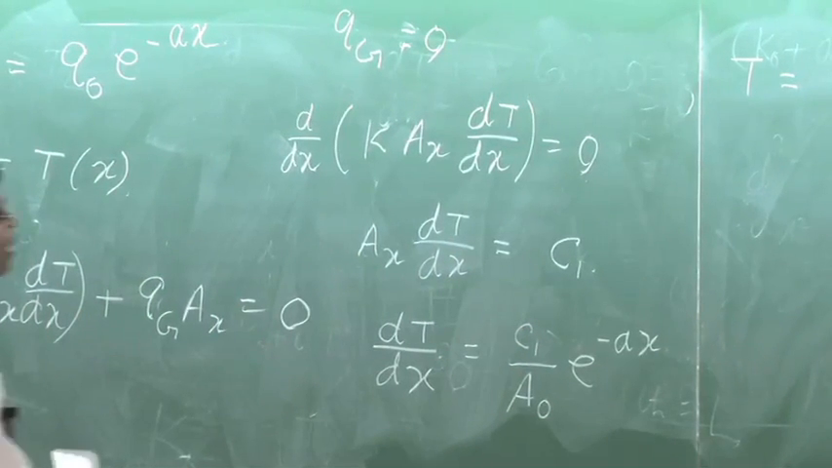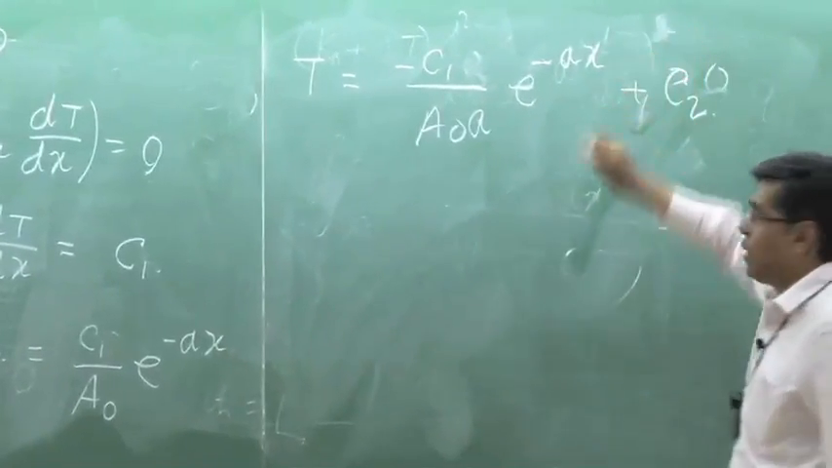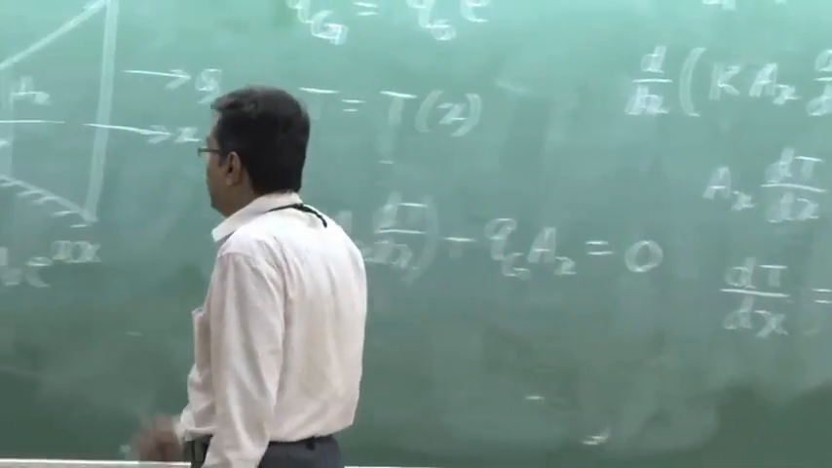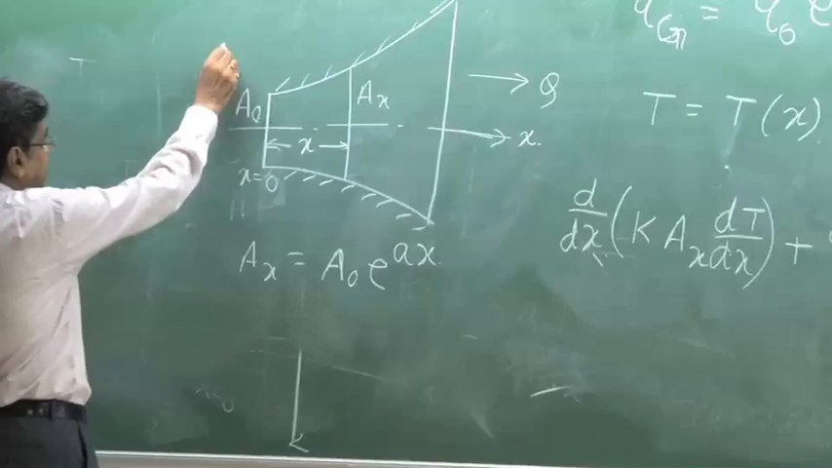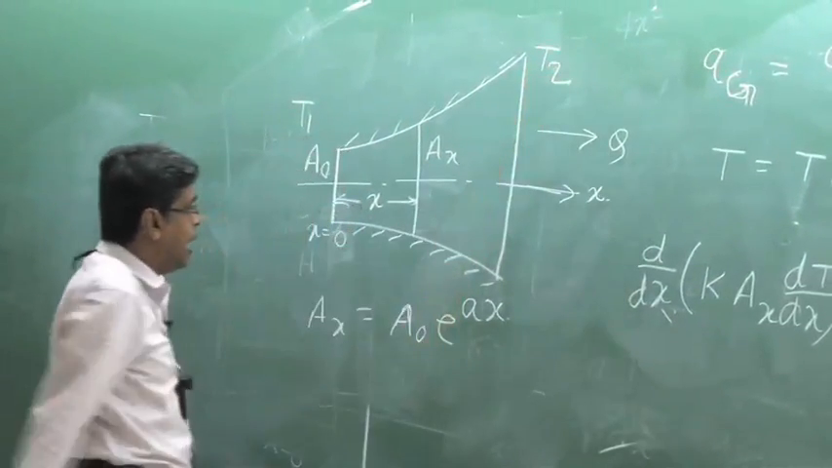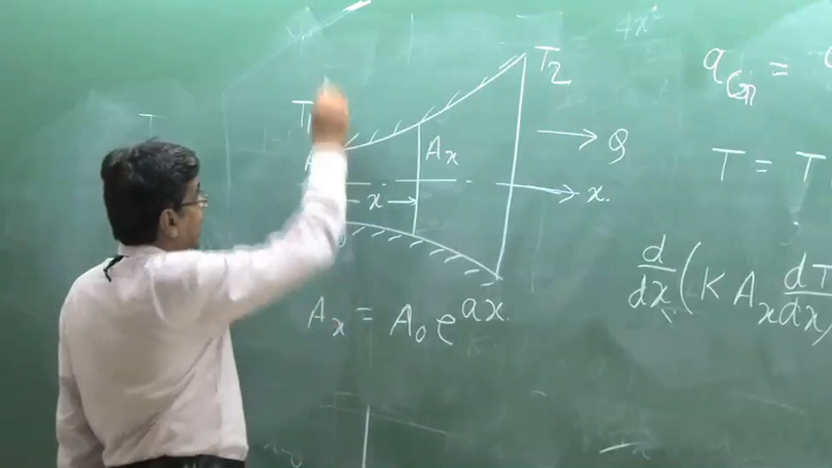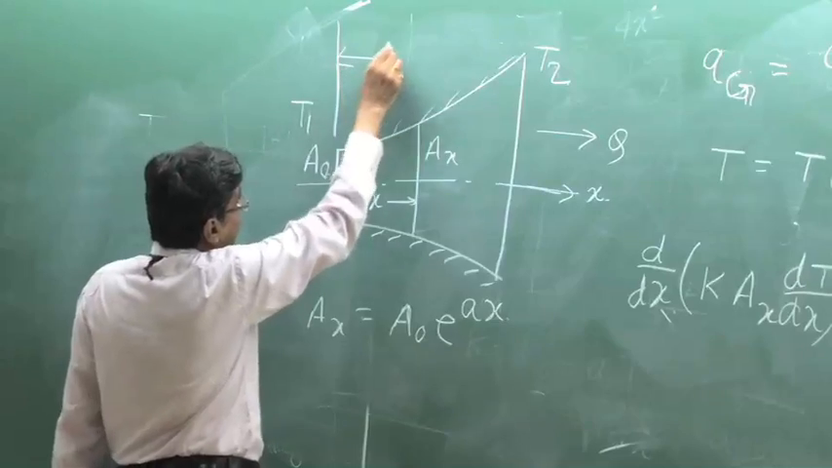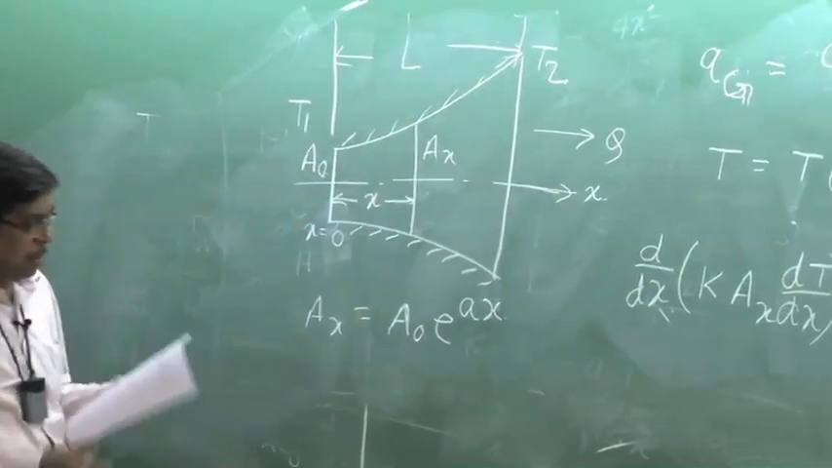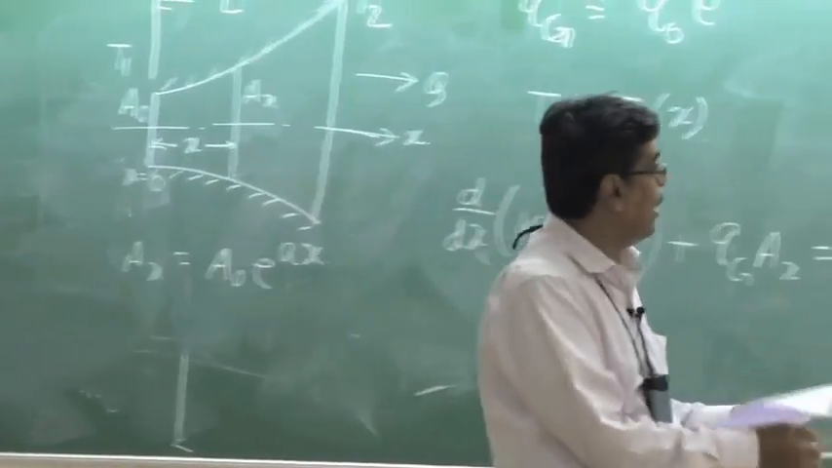So this is the expression in terms of two parametric constants C1 and C2, which will be found if I know the temperatures T1 and T2 at x equal to 0 and at x equal to L. If we prescribe this length as L, then in terms of T1, T2 and L, C1 and C2 will come. So this is the first part. Okay?